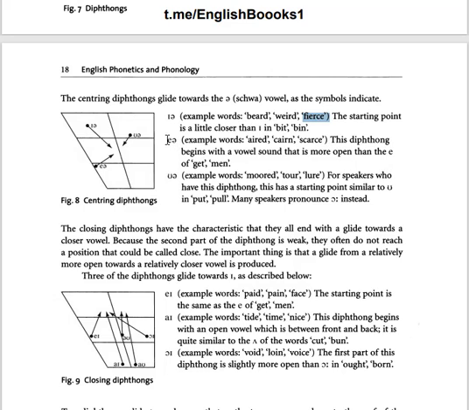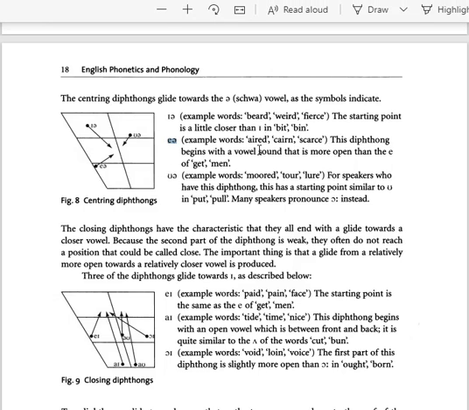Now we explain the second diphthong, ear, not aya, but ear. The first one we said was aya, and the second one is ear. Example words, and the sound ear.